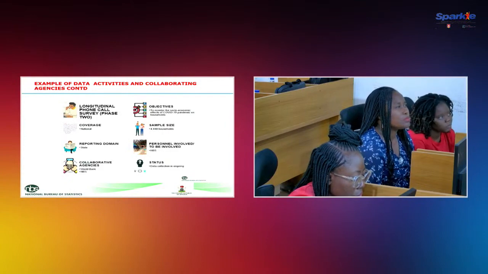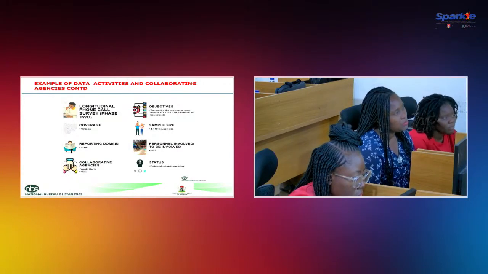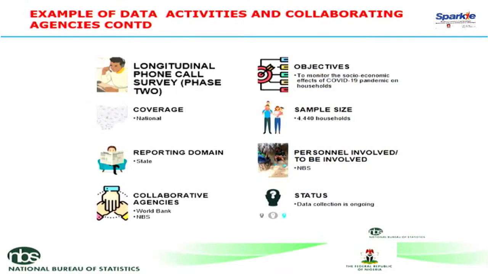Then this is another survey, which is the longitudinal phone call survey. As of when this was done, we were at phase 2, but currently we're done with it. And most of the information or what you need are also domiciled in our server there, so you can always access it. Now the objective of this is to monitor socioeconomic effects of COVID-19 pandemic on households.